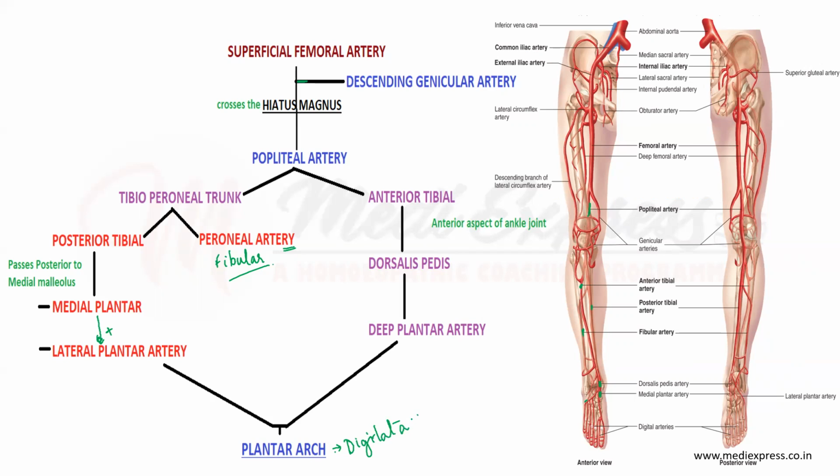So this is about the arterial supply to the lower limb. I hope this is clear. It starts from the superficial femoral artery. Thus, we have finished the arterial tree of the entire body. You need to revise it once again so that it will stay in your mind.